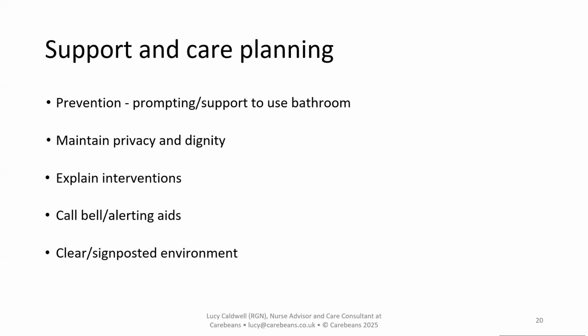It's about making sure those call bells are working and that they're within easy reach. And this is all information that you can put into your care plan to help support that person. And then, of course, having a clear and signposted environment so that people can have easy access and they know where they're going when they do need to get to the toilet.